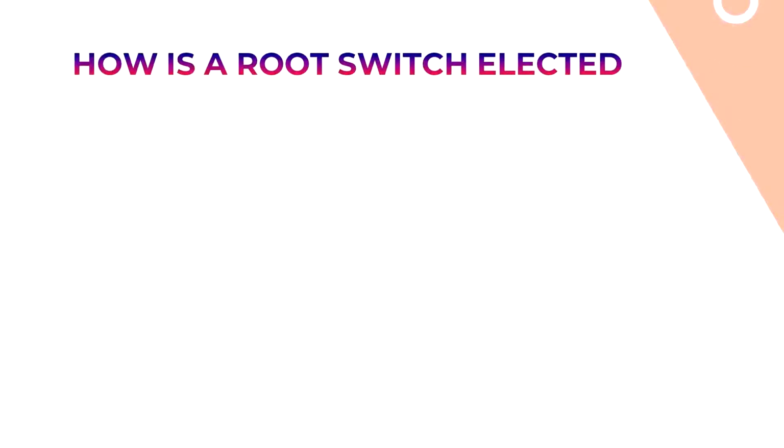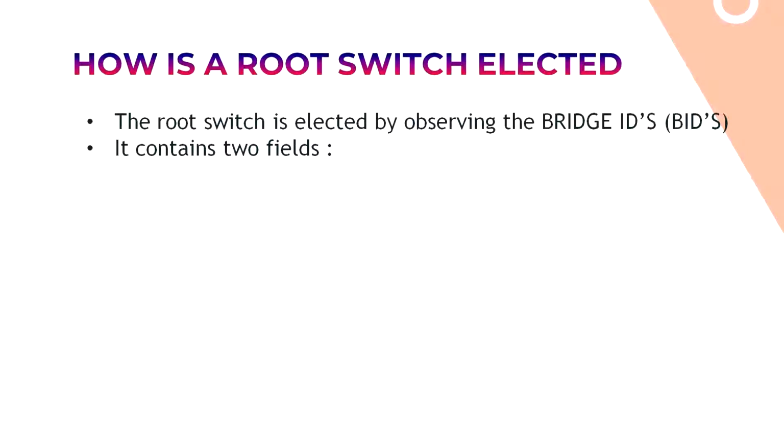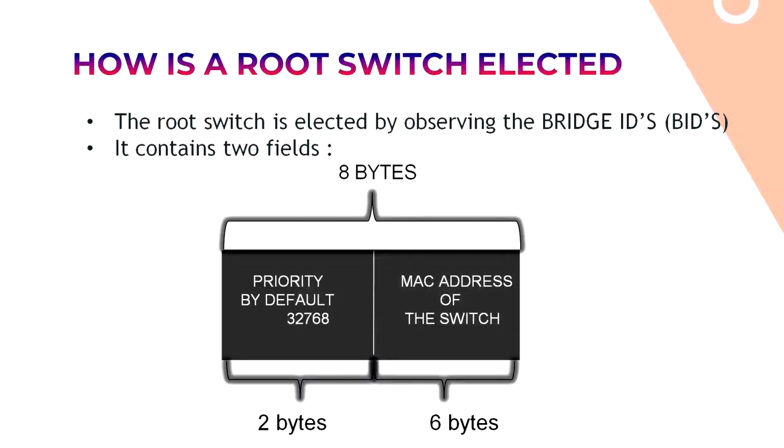So how is a root switch elected? The root switch is elected by observing the bridge IDs. The bridge ID contains two fields. The first field is 2 bytes and it is the bridge priority, which is by default 32,768 plus the VLAN number. And the second field contains the MAC address of the switch, which is 6 bytes, and it is totally 8 bytes long.